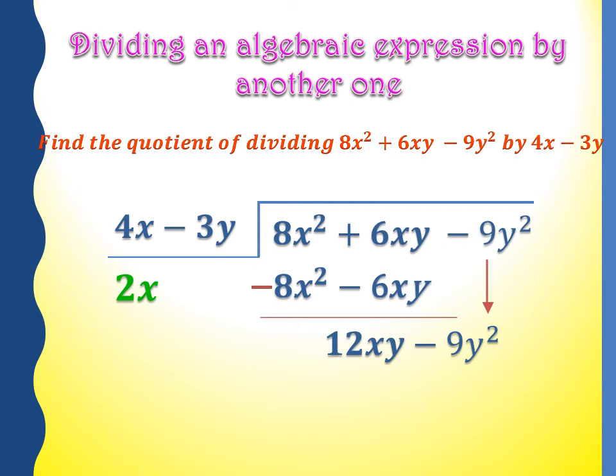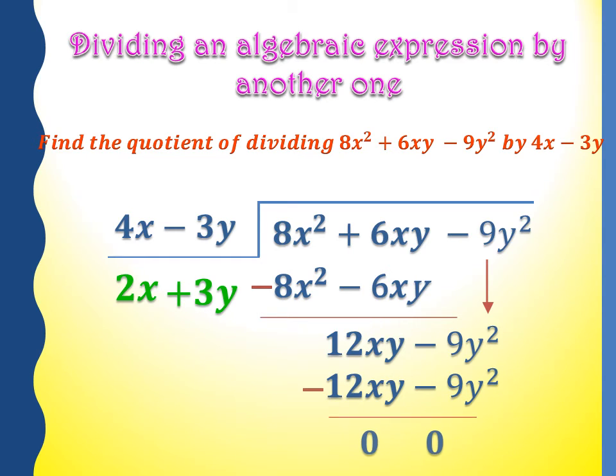Divide first term by first term. 12xy divided by 4x gives me 3y. Multiply 3y times 4x, 12xy, 3y times negative 3y, negative 9y squared. Subtract. By this way I have finished my division operation and the quotient is 2x plus 3y.